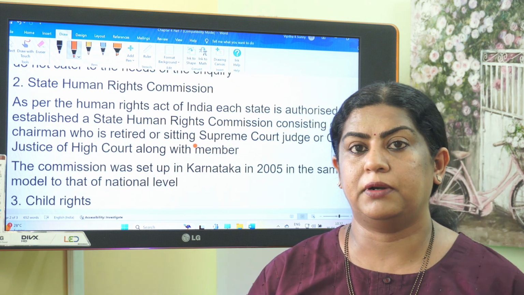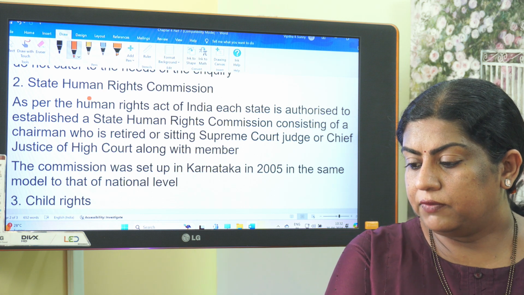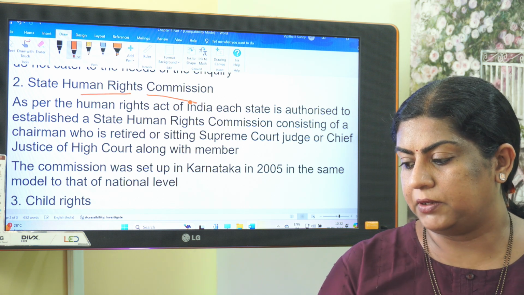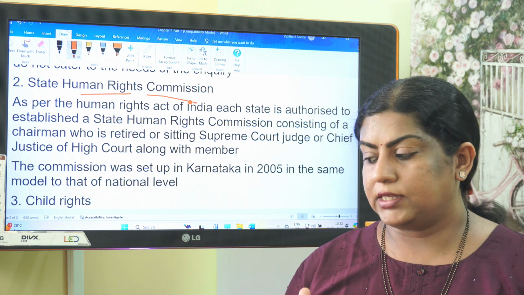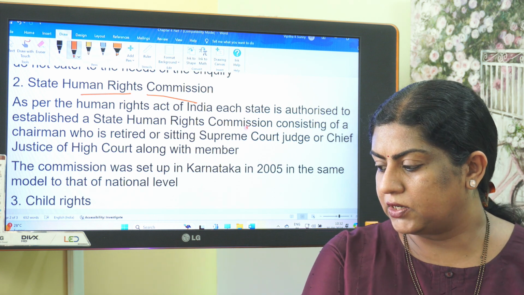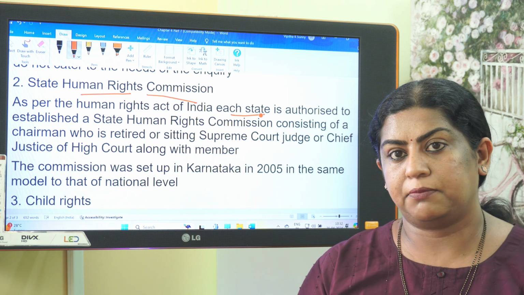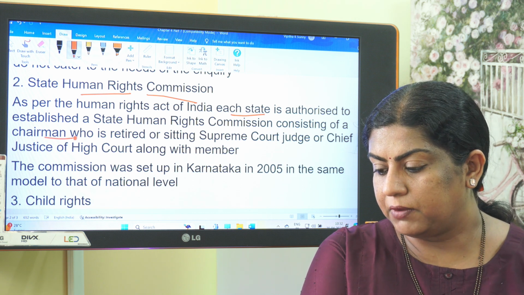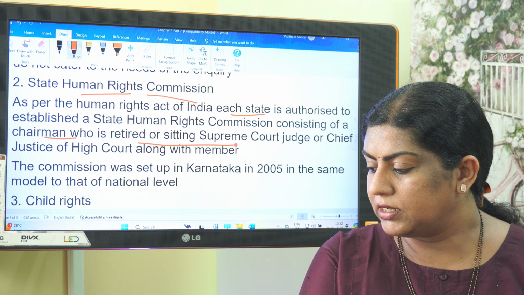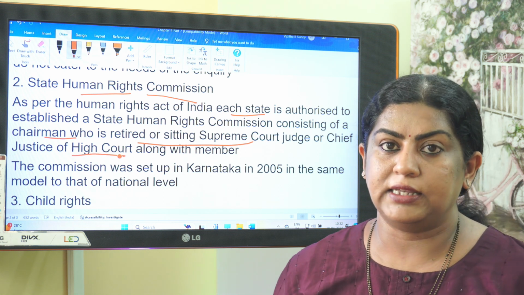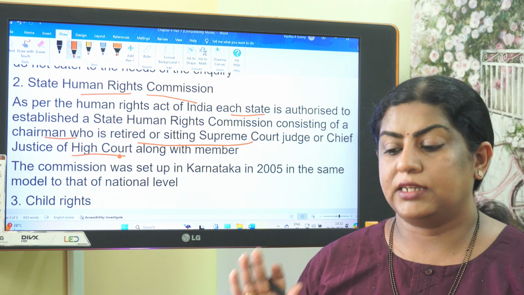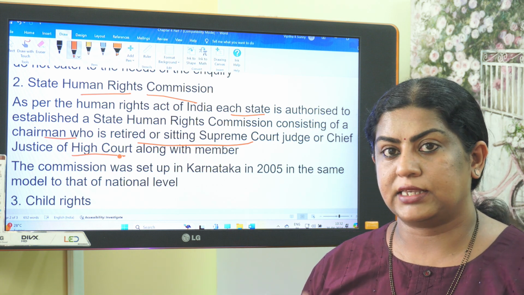Other than the National Human Rights Commission, you have the State Human Rights Commission. So as per the Human Rights Act of India, each state is authorized to establish a State Human Rights Commission consisting of a chairman, again who is a retired or sitting Supreme Court judge or Chief Justice of High Court, along with its members. So every state should have a State Human Rights Commission.